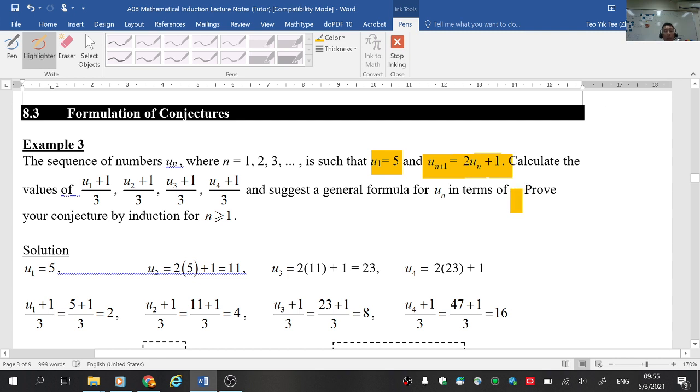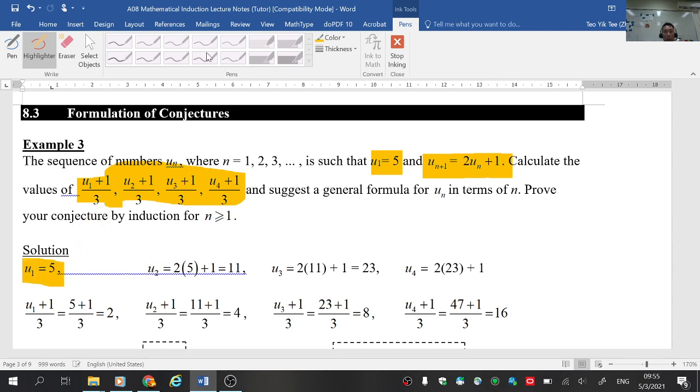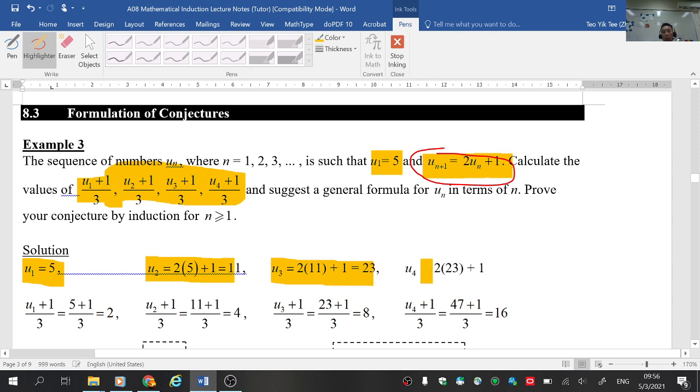Okay, they expect you to calculate these results. So what you need to do, of course, go by brute force. Go and calculate everything. So u1 is given to be 5. For u2, activate this second formula down here. You can find what is u2, u3, u4. All these are actually from your recurrence relation. You just have to go calculate them out by brute force.